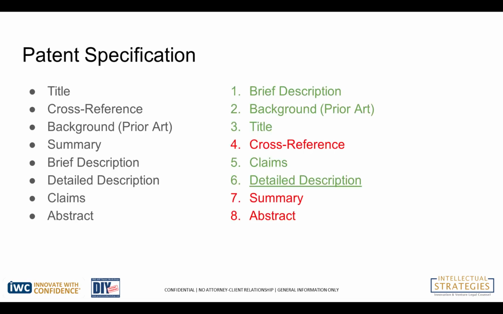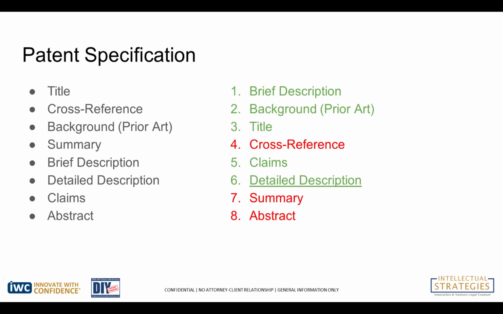Let me show you now what I would include and what I would exclude in my provisional patent applications. And as I mentioned before, I put in a brief description, I put in a background, I put in the title, claims, and a detailed description. I will often omit the cross-reference and the summary and the abstract because they don't really add anything, and there's no legal significance to not including them in your patent application.